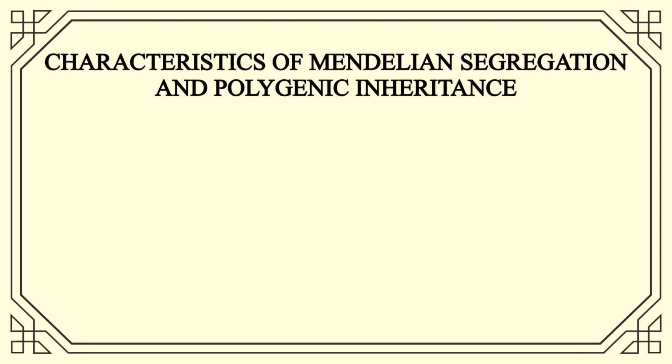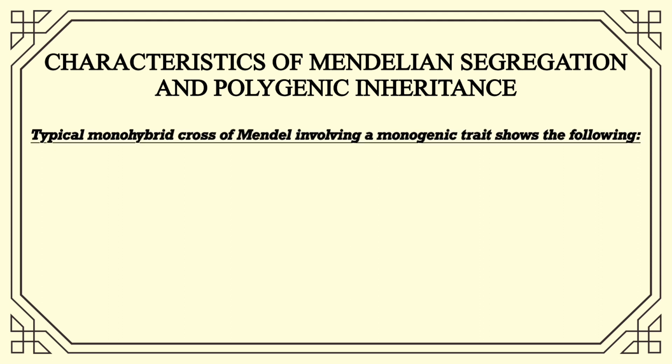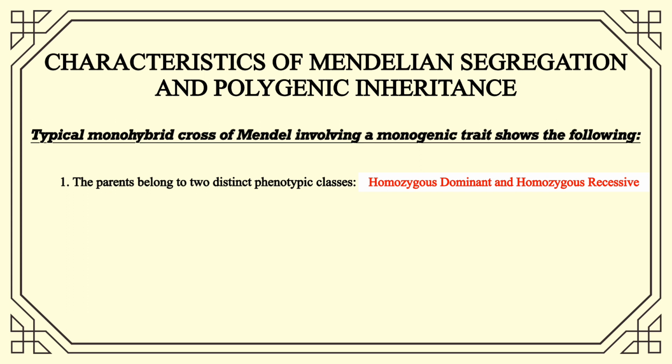Characteristics of Mendelian segregation and polygenic inheritance. A typical monohybrid cross of Mendel involving a monogenic trait shows the following. Number 1, the parents belong to two distinct phenotypic classes known as homozygous dominant and homozygous recessive.